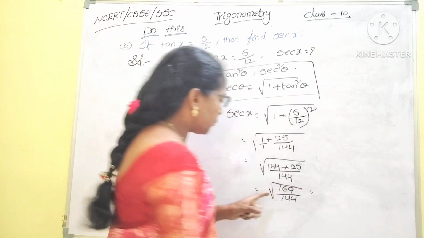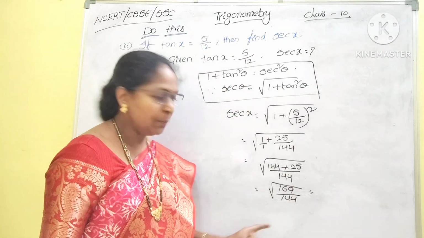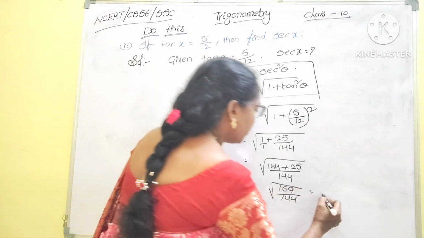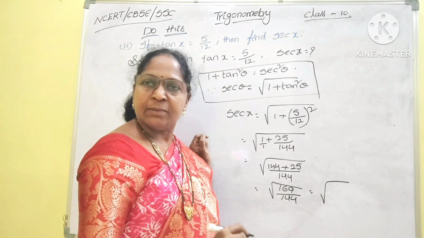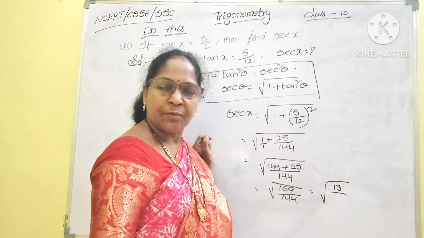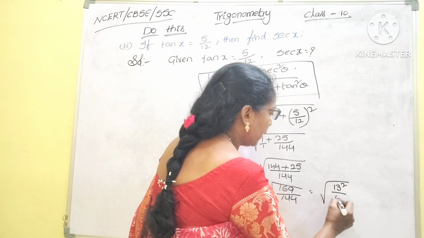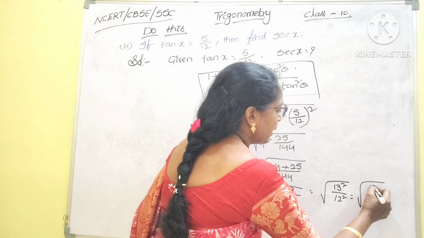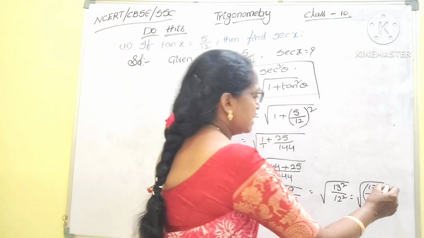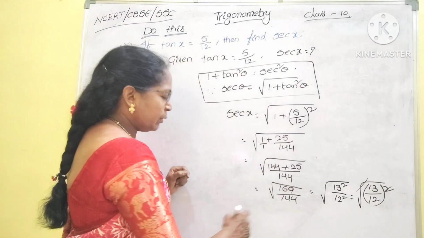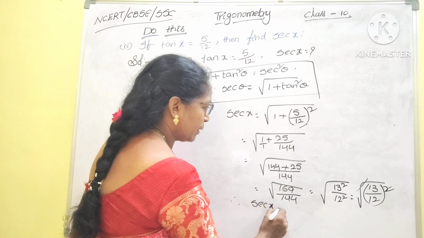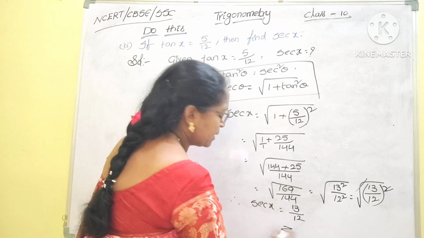Again, try to cancel the square root term, so write the internal terms in terms of square terms. 169 can be written as 13 square, and 144 is 12 square. So 13 square by 12 square, and again this can be written as 13 by 12 whole square. You can simply cancel square and square root. Therefore, secant x equal to 13 by 12. This is the answer.